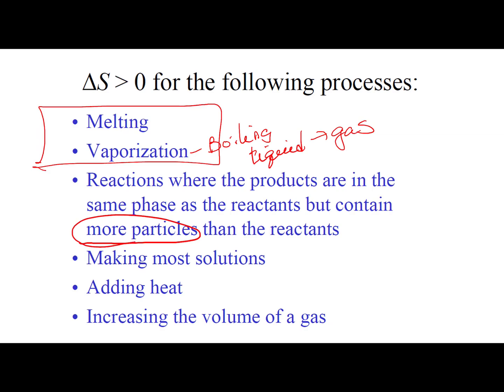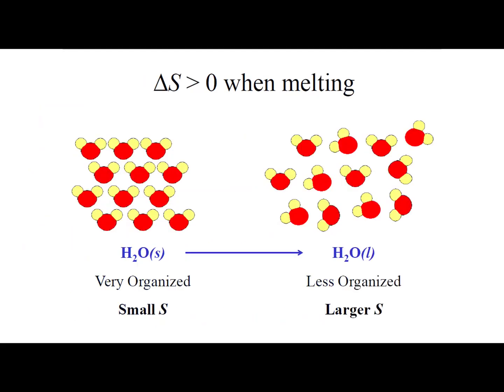Also, if we have more particles as products than we do as reactants, that is another instance in which the entropy has increased or the system has become more disorganized. Anytime we add heat, anytime we increase the volume of a gas. So let's take a look at some of those.